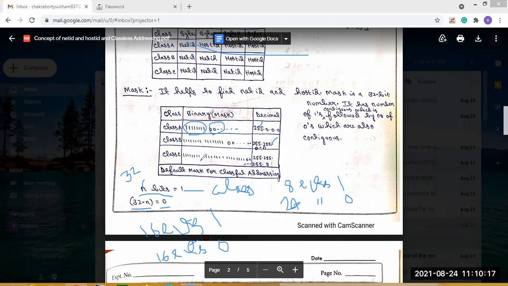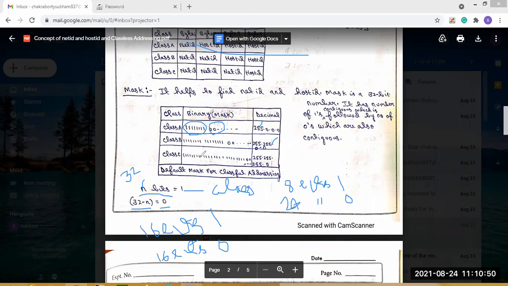For class C, the first 3 bytes are the net ID. That means 24 bits. 3 bytes means what? 24 bits. So 24 bits will be the net ID. That means the first 24 bits will be 1, and 32 minus 24 means 8 bits. So the first 24 bits will be 1, followed by 8 bits of zeros.